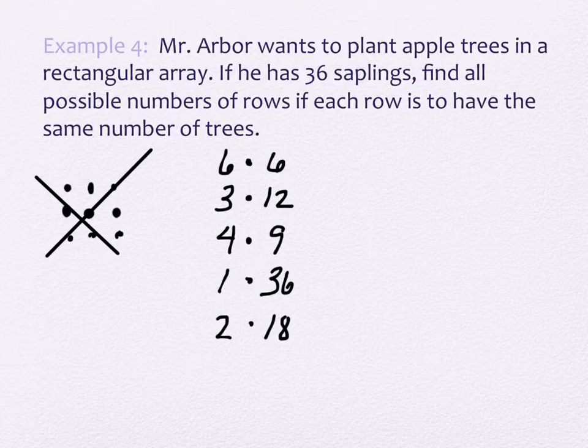These are all the different factorizations, not prime factorizations, but factorizations for the number 36, right? So let's answer the question now. It says, find all possible numbers of rows if each row is to have the same number of trees. So how many rows could I have?